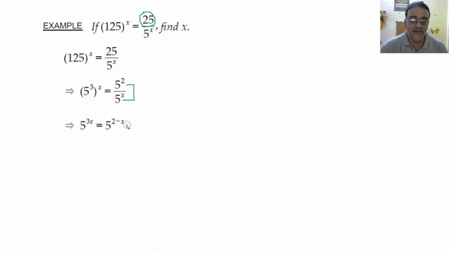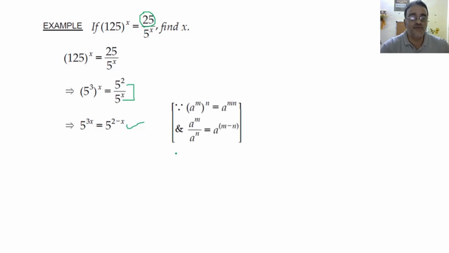This step is clear to all of you? Yes, sir. Now both sides the base is the same, so we will compare the powers, and for this we have used two properties. See, for this we have used this property and for this we have used this other property and laws. Actually I am using the word laws here, so we will say law. Okay, now we are going to compare the powers. So 3x is equal to 2 minus x.